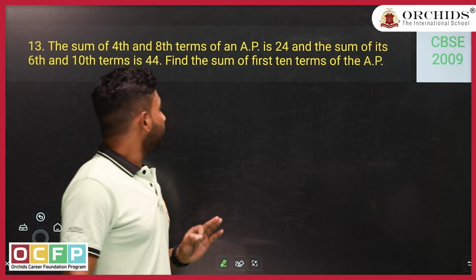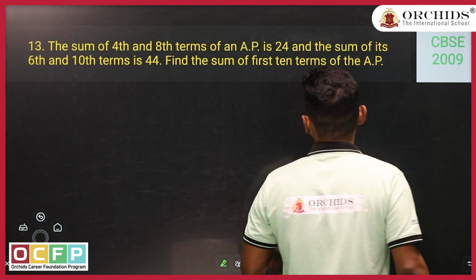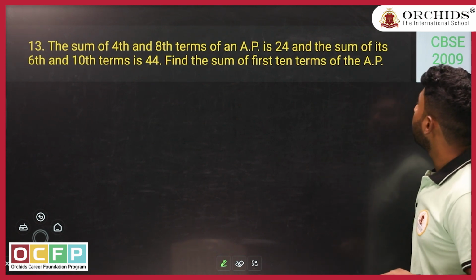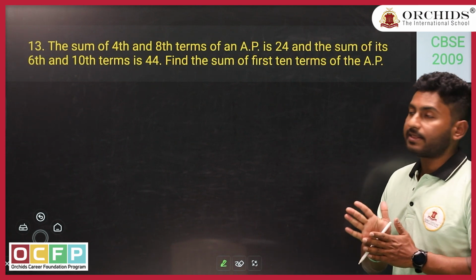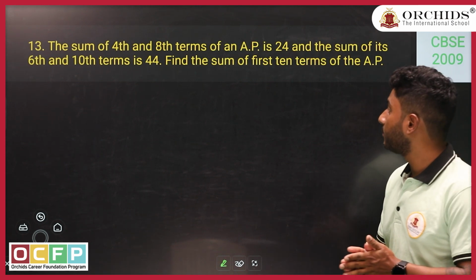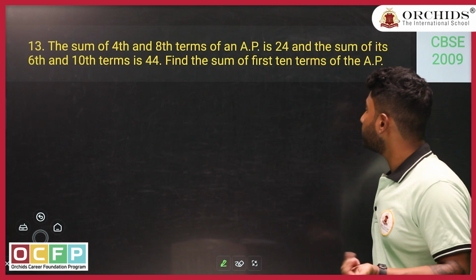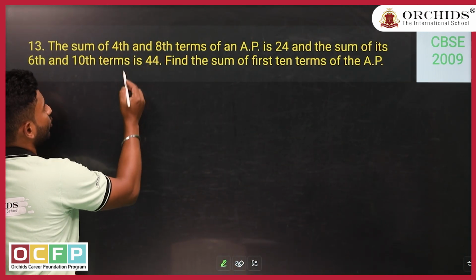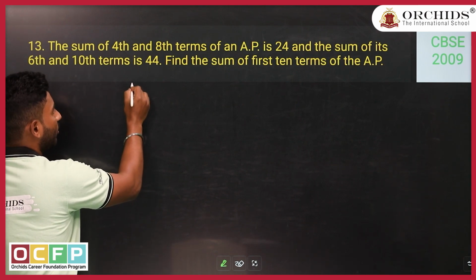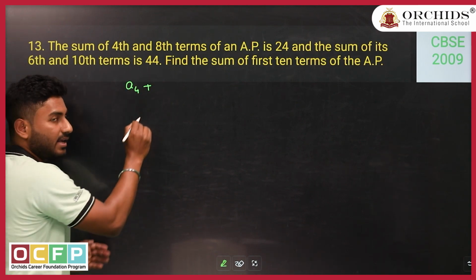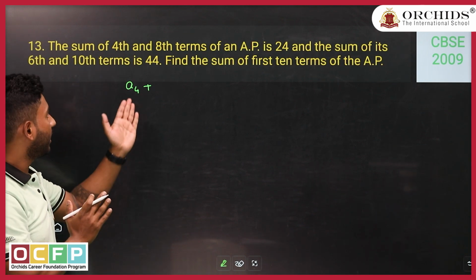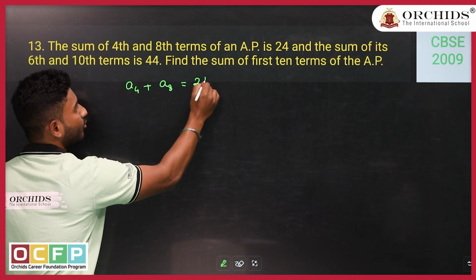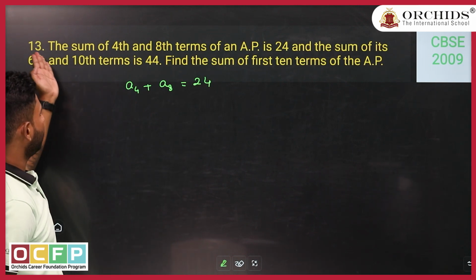The sum of the 4th and 8th term of an AP is 24. Let me tell you, this is from CBSE 2019. Sorry, 2019. And the sum of the 6th and the 10th term is 44. Find the sum of the first 10 terms of the AP. Fine. Okay. So what is given? Write it down. Sum of the 4th and 8th term. Write it in the mathematical format. A4 plus A8 equal to how much they have said? 24. This is the meaning of the statement.